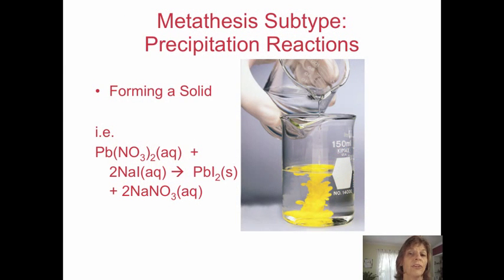All right, the first subtype is the one that we are pretty familiar with, a precipitation reaction. If you form a solid, something that does not dissolve in water, such as lead iodide, this pretty yellow stuff, then you've got a double displacement and you will cause this reaction to happen.